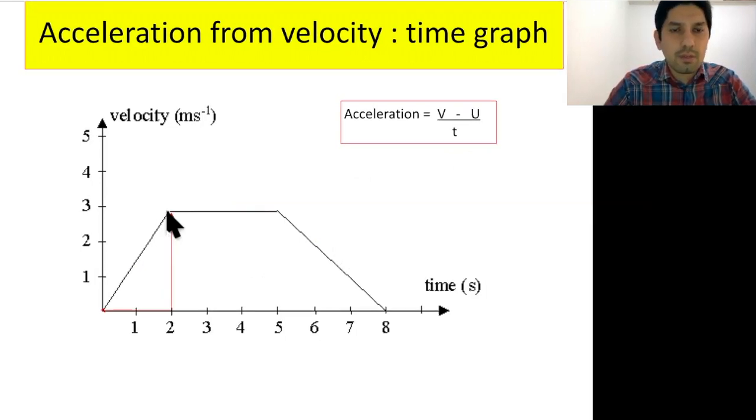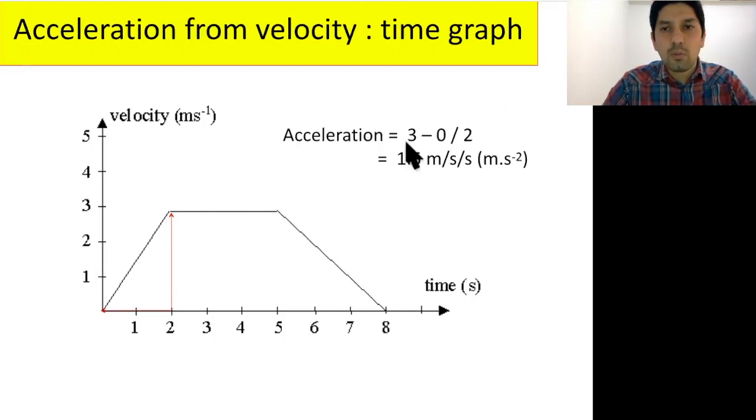For the first part, let's calculate the acceleration. Velocity final is 3, velocity initial is 0, so the difference is 3, and time taken is 2 seconds. So 3 meters per second over 2 seconds will be equal to 1.5 meters per second squared, or 1.5 m s^-2.